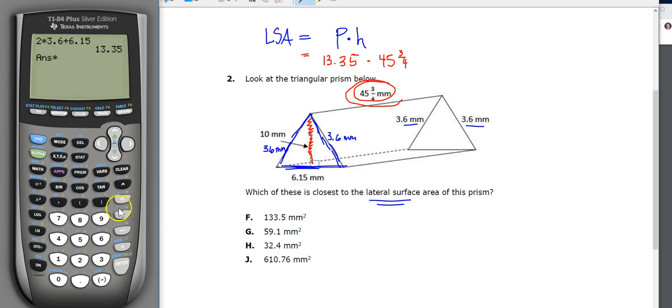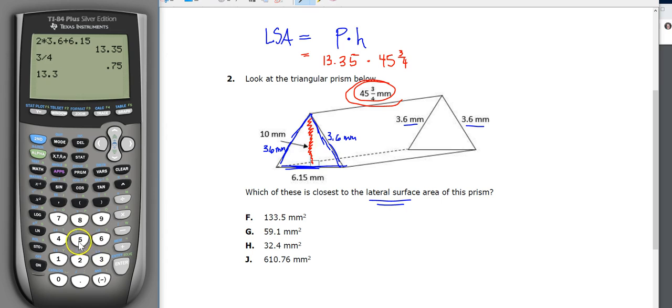Now I can go on my calculator and use alpha, y equals, and I could make this a numerator over denominator, or I could decide to make it an improper fraction. So I'm actually going to back up a little bit, and I'm going to remind myself that 3/4, 3 divided by 4, is 0.75.